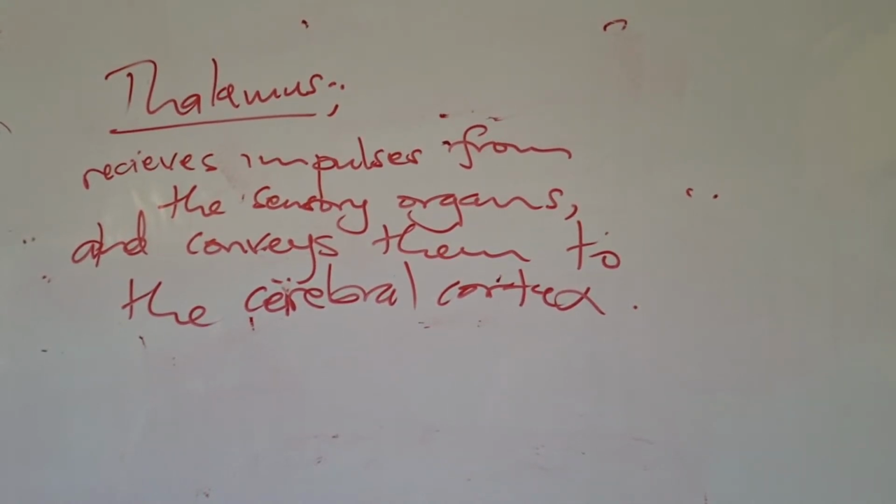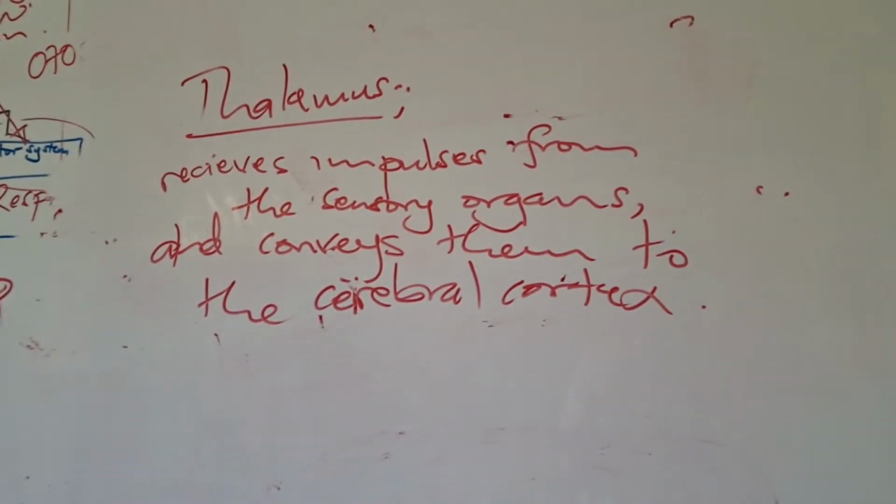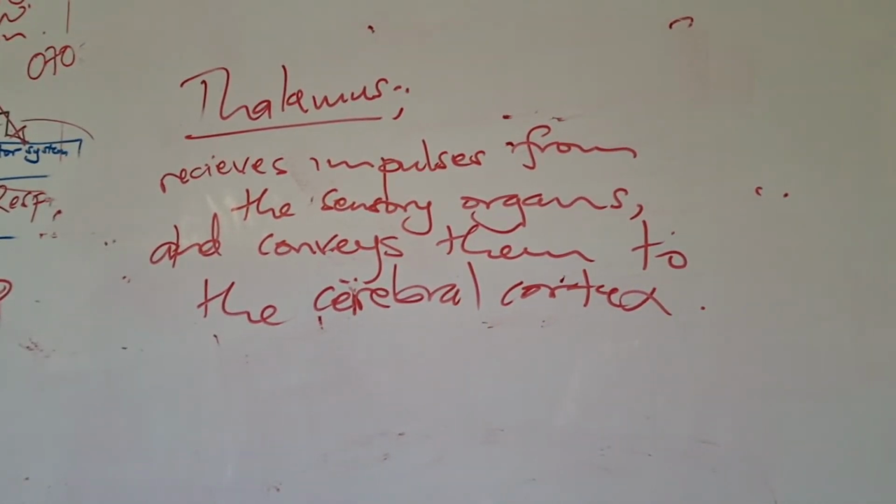The thalamus connects to the hypothalamus, which controls all the activities of the pituitary gland. So I'm giving the functions of the hypothalamus. We looked at this in chemical coordination. It actually controls all the activities of the pituitary gland.